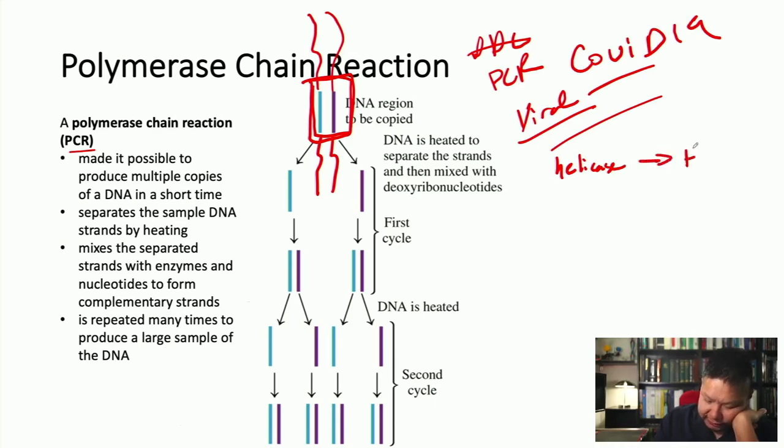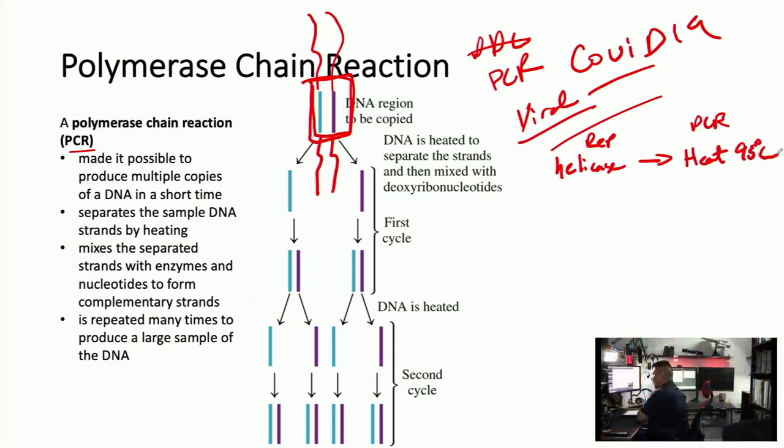right? We actually use heat. And I talked about this before. So in replication, it's helicase, but in PCR, we use heat. All right? We usually bring it up to about 95 degrees Celsius, which is perfect for disrupting those hydrogen bonds that are holding the double helix together, right?